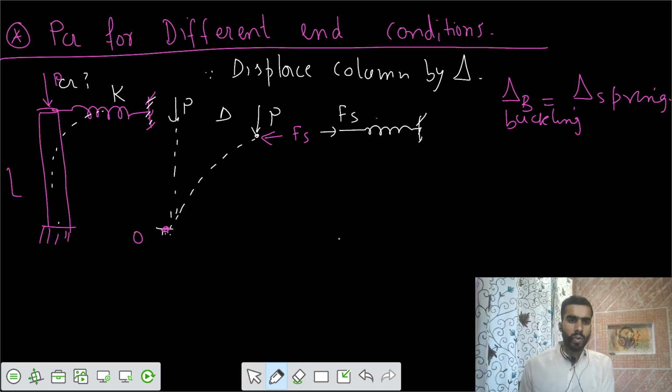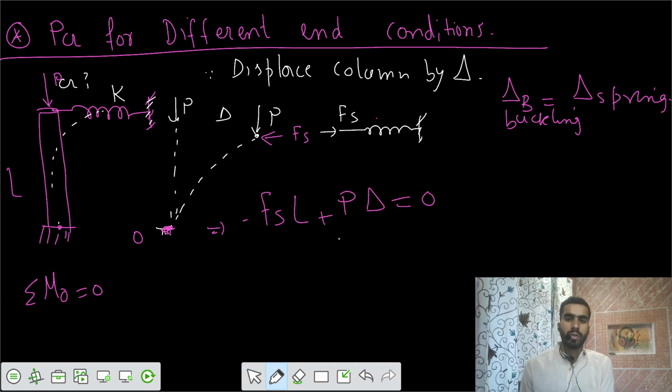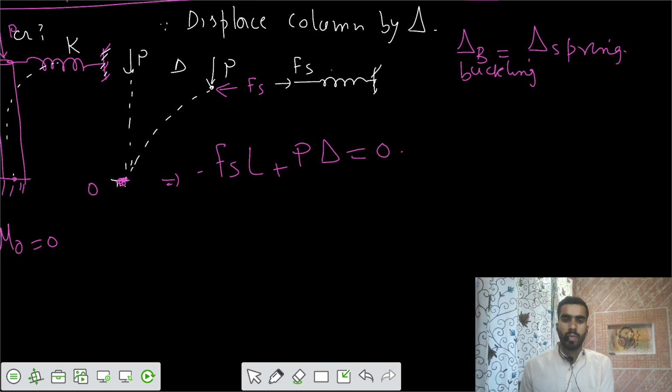Now let's say there is some point O. If I apply equilibrium of moments, summation of moments about point O equals 0, I would say Fs into L, that's anti-clockwise about the point O, plus P into delta, equals 0. And I know one thing, what is the value of that delta?